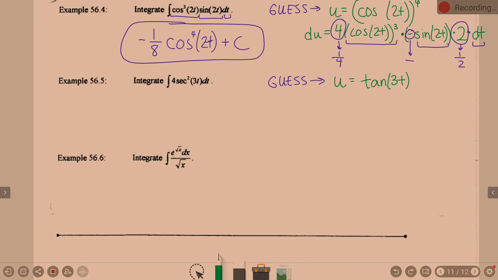Okay. Derivative of u is du. What's the derivative of tangent of something? Secant squared of that something. So secant squared 3t times the derivative of something. What's the derivative of 3t? 3 times the derivative of t, dt. Okay?